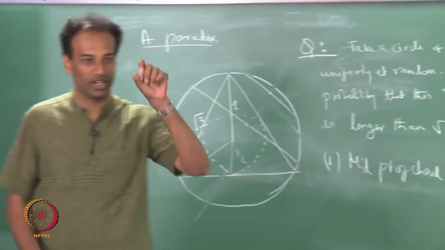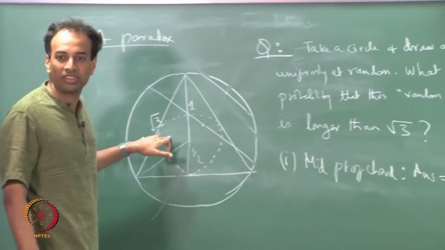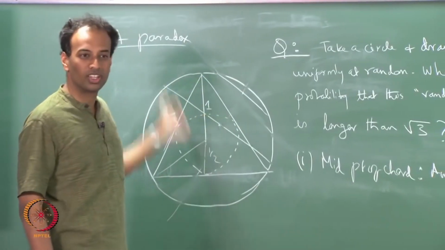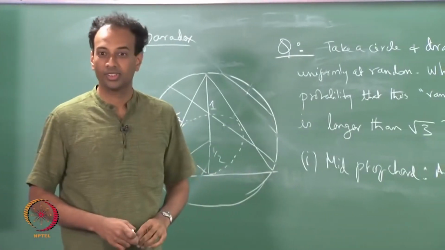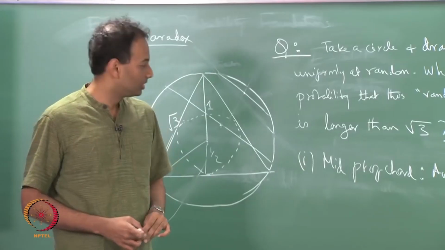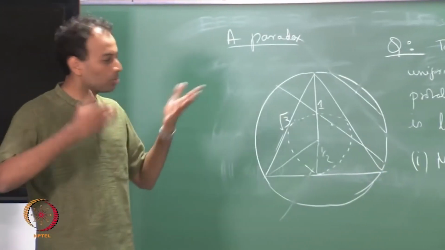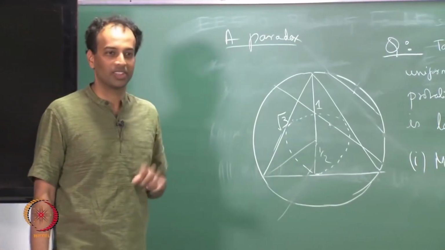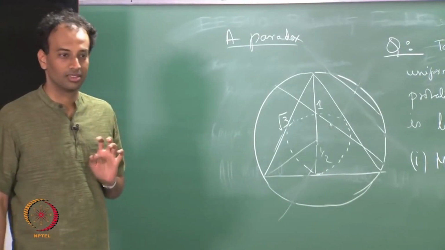Because the midpoint falls inside the circle of radius half, whereas the whole radius is 1, and the area of this is of course 1/4 the area of the bigger circle. So this is one answer, and this is a perfectly reasonable argument. You will probably say okay, this is the answer and that is it. The trouble is that there are also other perfectly reasonable sounding arguments which give you different answers.